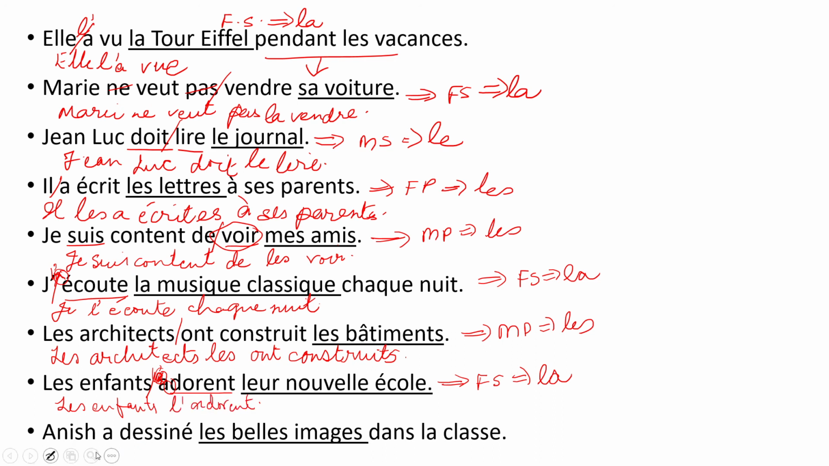And the last one, Anisha dessine les belles images dans la classe. Les belles images will give you feminine plural, which is les. Okay. A dessiner, passé composé, has to come before the auxiliary. So I'm putting it here. Anisha les a dessiné. Now, passé composé, so you have to agree the participle. Feminine plural, so extra E and extra S, and then the rest of the sentence as it is.